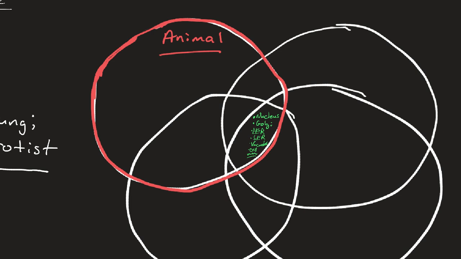Animal cells, mitochondria, let's not forget the mitochondria. All the animal cell, all the cell types have mitochondria. All the eukaryotes have mitochondria.